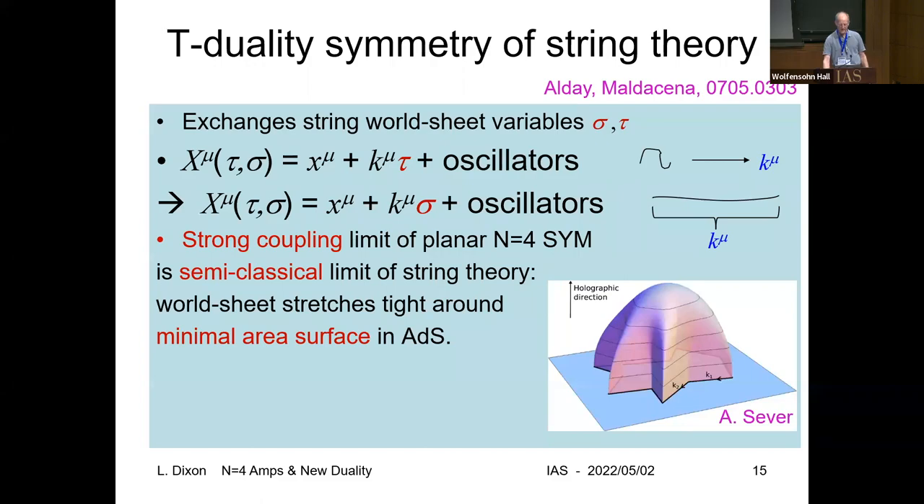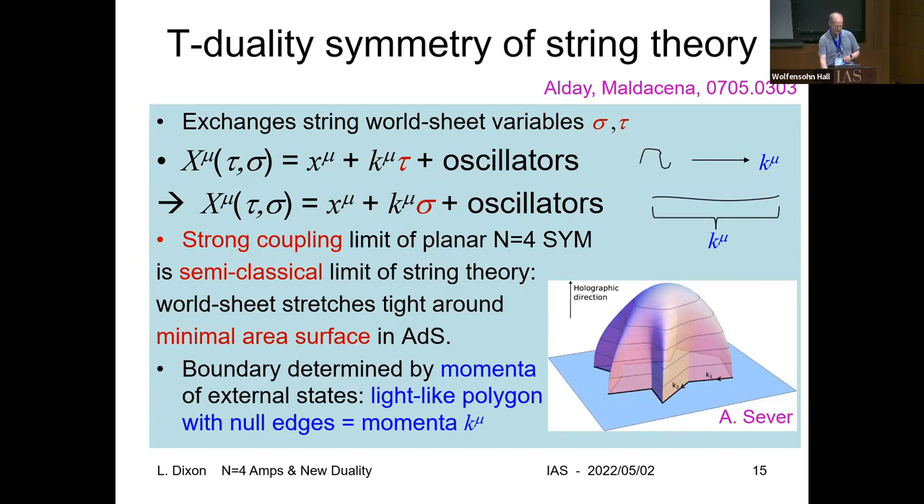When you put that together, you get this very nice picture in the strong coupling limit of planar N=4 with a semi-classical picture in string theory. So the kinematics of the scattering process, this closed light-like polygon illustrated here, is then the boundary conditions for a minimal area problem in AdS space. And the solution may look something like this. There's a minimal area surface. But the important thing is that the boundary is determined by a light-like closed polygon.